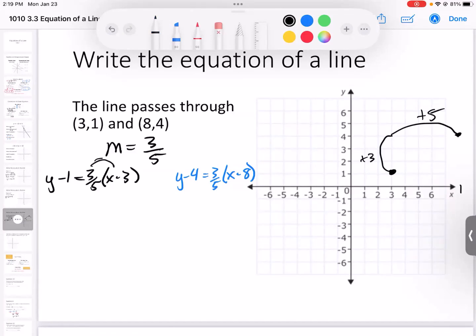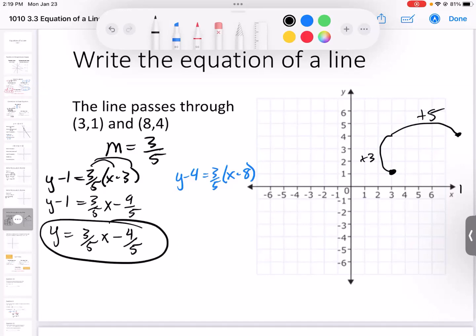So like I could get rid of the parentheses, which gives me y minus 1 equals 3/5 x minus 9/5. If I add 1 to both sides, 1 can be thought of as 5/5. So if I do -9/5 plus 5/5, that's going to be -4/5. So this would be the slope-intercept form of this equation.